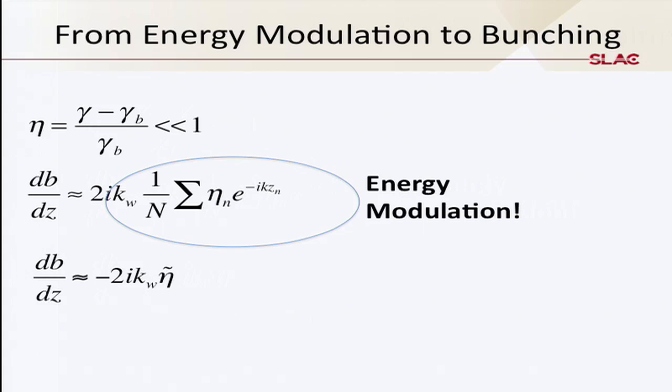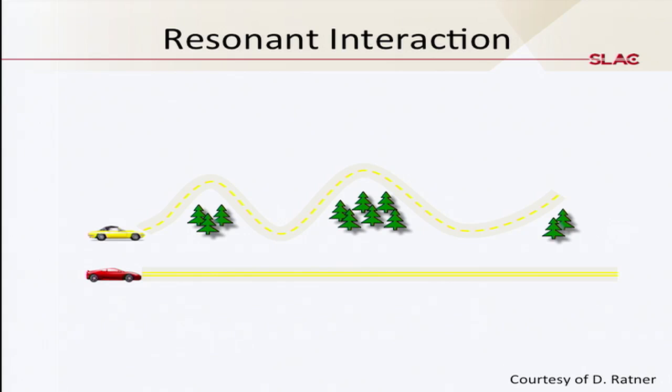And now you get your second FEL equation. It tells you if you have an energy modulation, that makes the bunching factor grow. Now, this leads us to our last question: how do you make an energy modulation in your electron beam?